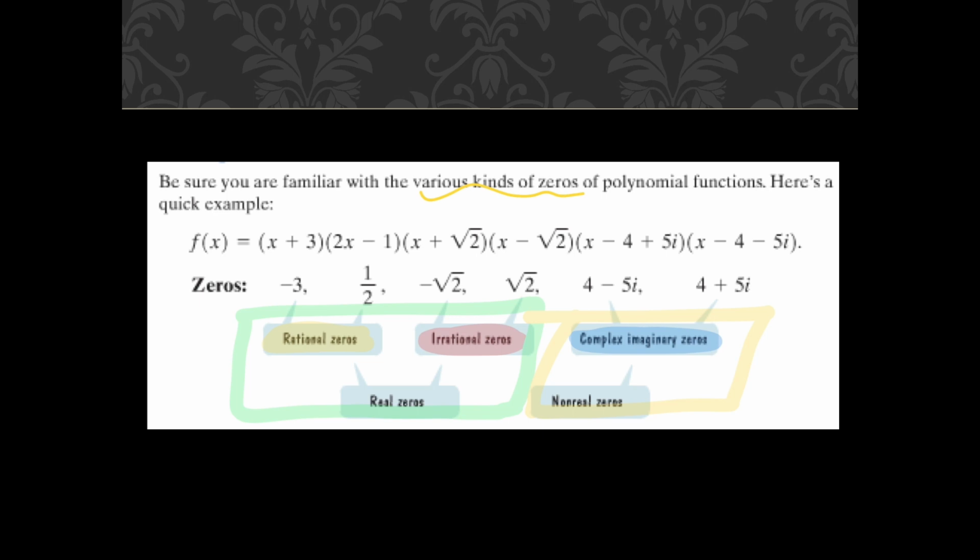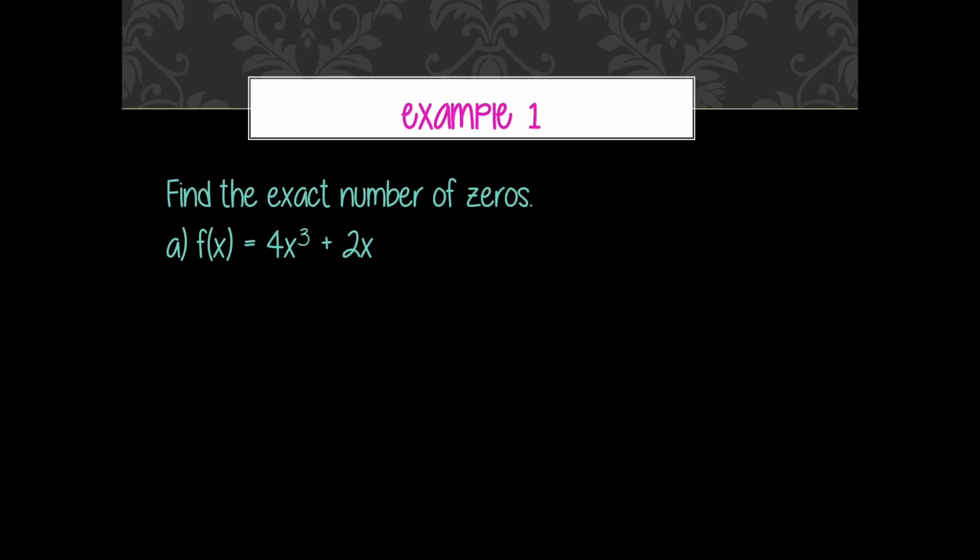So when I say that I have something that is x to the fourth, it doesn't mean that there are 4 real roots. There's just 4 roots or 4 zeros or 4 solutions. And they can be made up of rational roots, irrational roots, imaginary roots. All right, so example 1 just says find the exact number of zeros. Again, you're going to look for the highest exponent. It is 3. So that is the answer. There are 3 zeros.